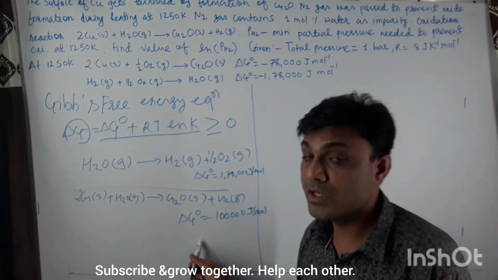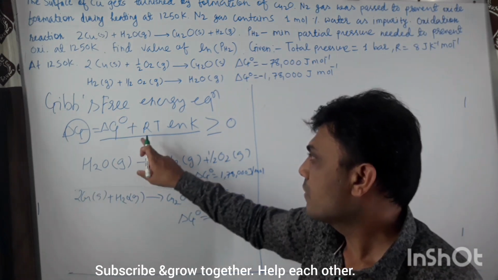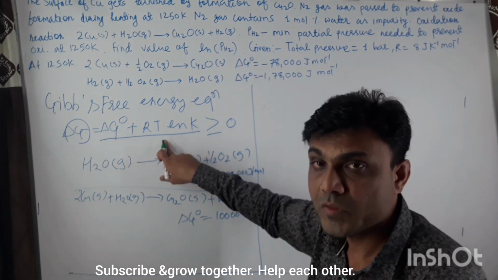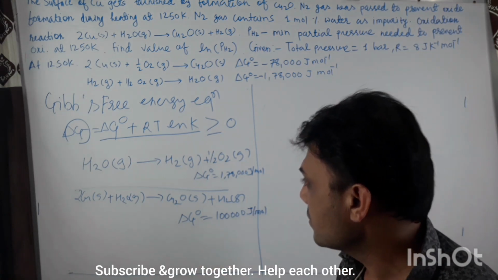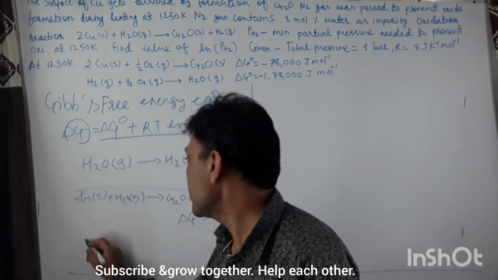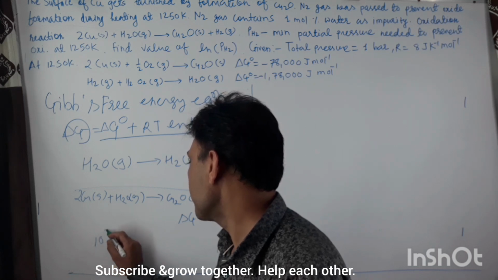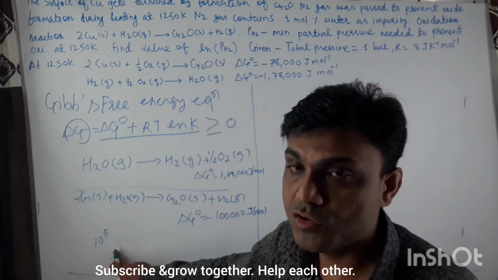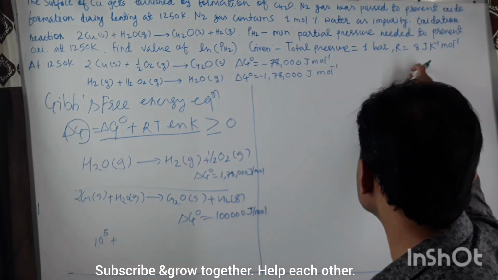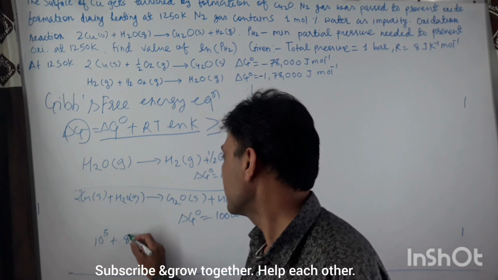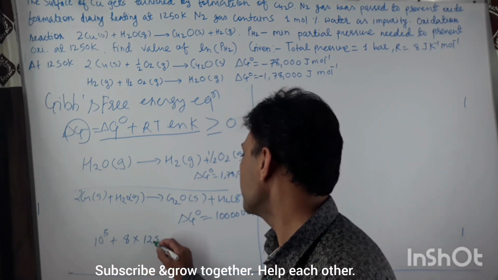Okay. Now we got delta G0 for this reaction. We got this value. We know R, we know T, and we know K, that is the equilibrium constant. So we can write this reaction here. That is, delta G0 is 1 lakh, 10 raised to power 5, plus R is given 8 into T is given 1250.